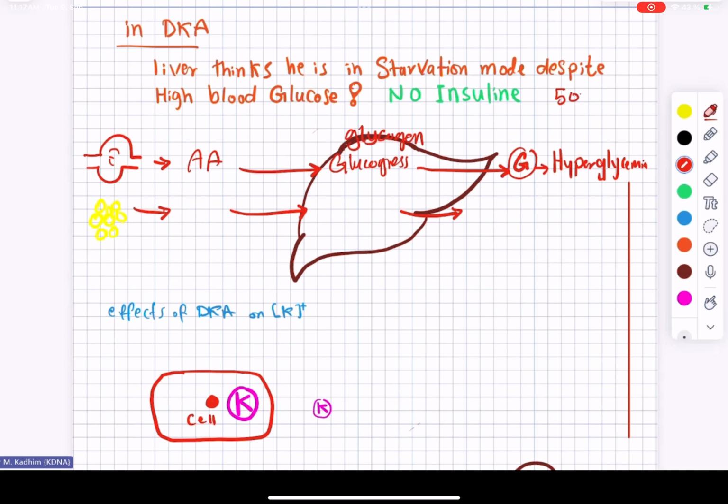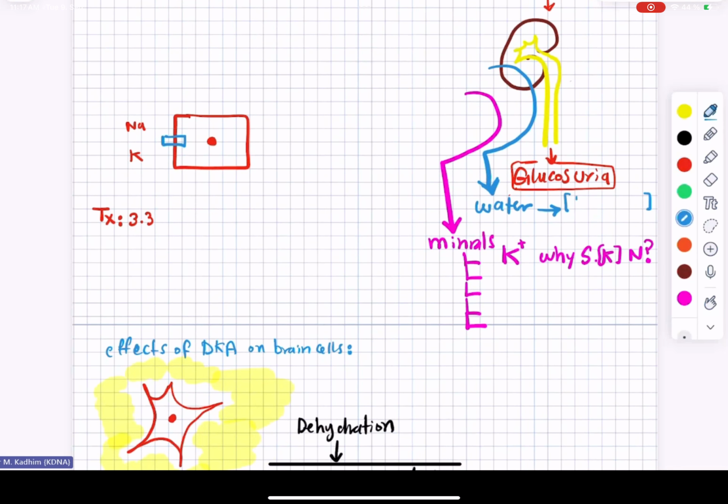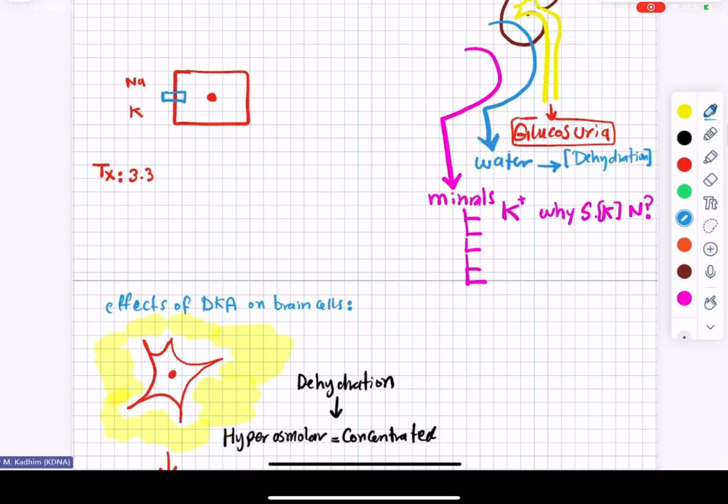The glucose will cause hyperglycemia. The glucose goes to the kidneys, and the kidneys will excrete the glucose in the urine, withdrawing with it the water, which causes dehydration. Also coming out with the water are minerals like potassium, sodium, calcium, phosphate, and magnesium. So this is the start of the metabolic derangement of ketoacidosis.